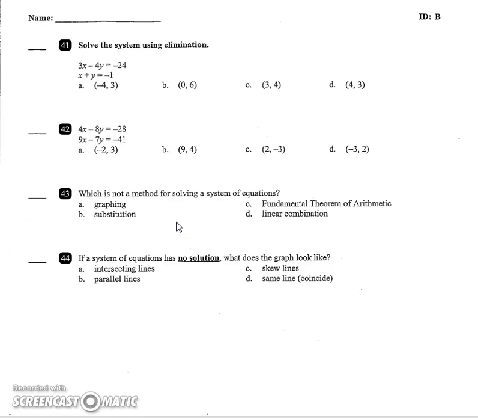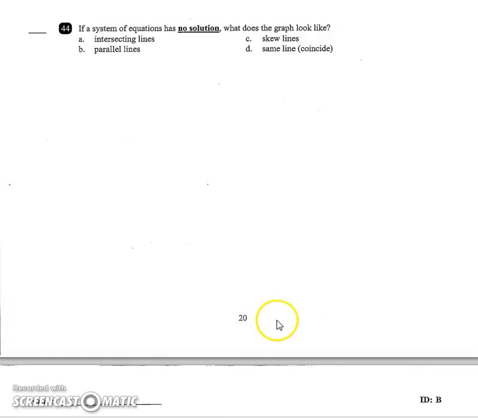Number 43, this actually begins our post-test from our pre-test that we took at the beginning of the unit on linear systems. So number 43, which is not a method for solving a system of equations? Graphing, substitution, fundamental theorem of arithmetic, and linear combination. Number 44, if a system of equations has no solution, what does the graph look like? Intersecting lines, parallel lines, skew lines, same lines that coincide.